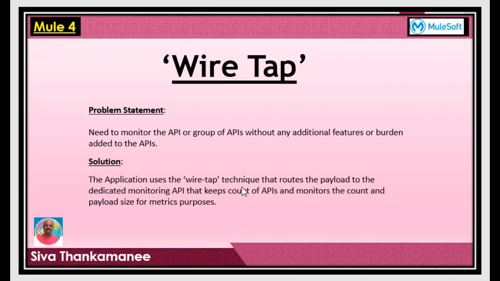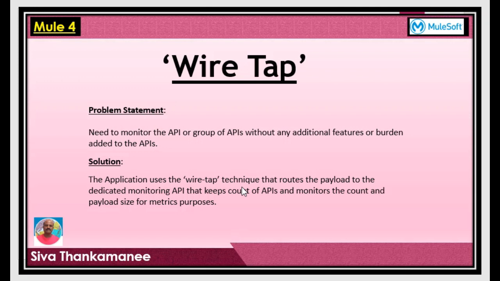The wiretap technique routes this payload to the dedicated monitoring API, and that dedicated API keeps track of the count and the payload size. Then we create a dashboard to visualize the number of requests that are coming in. This could be for one API, or for a set of APIs. Based on the use case, you can combine and play around. Normally we recommend creating one API for monitoring purposes, and that can monitor multiple APIs, probably by using the client ID or some ID mechanism.